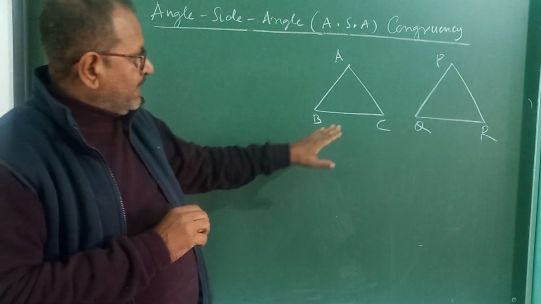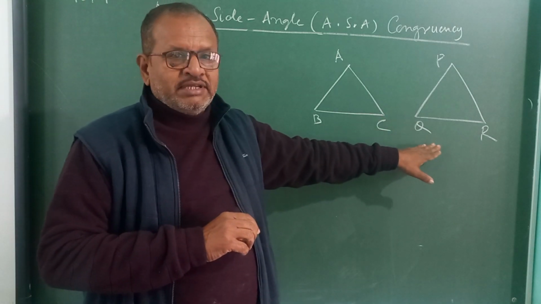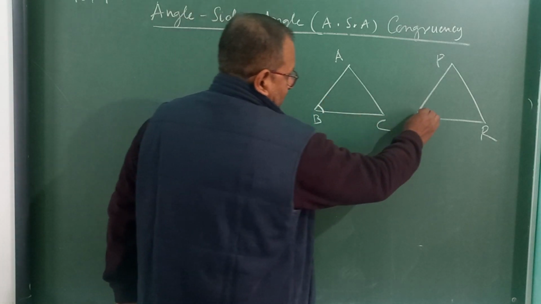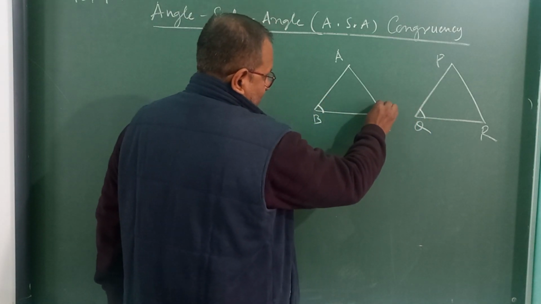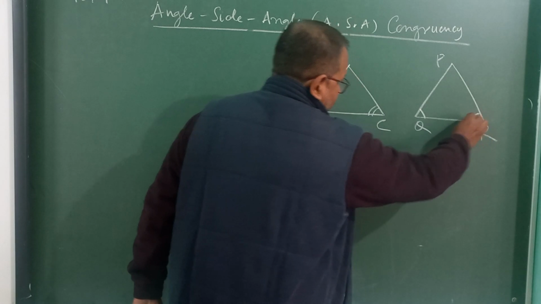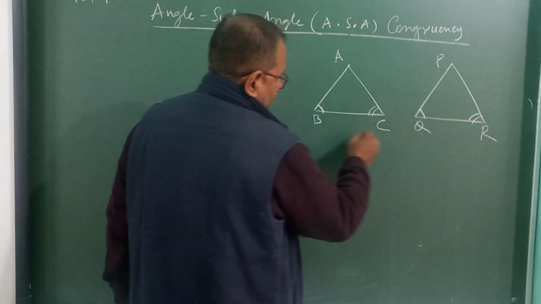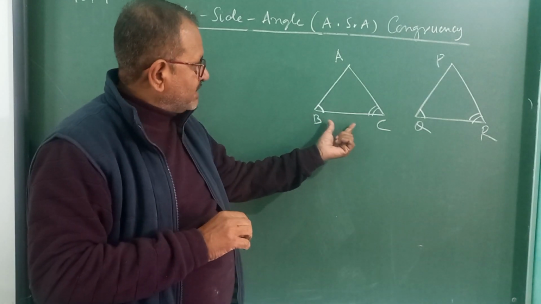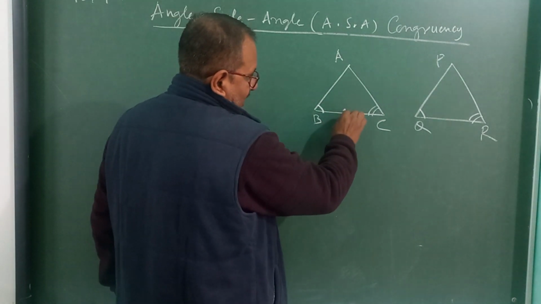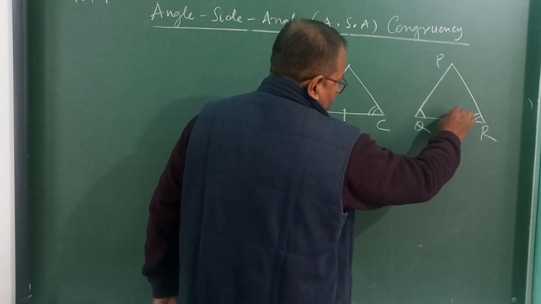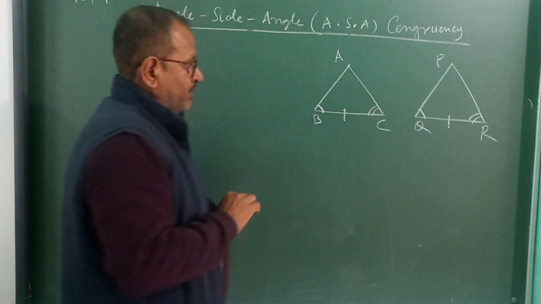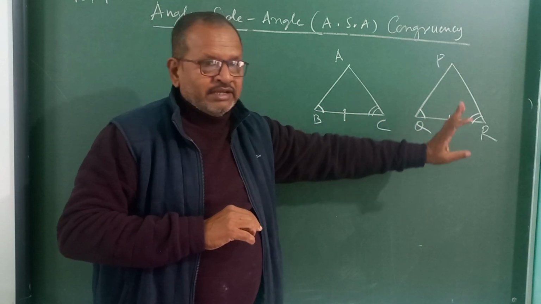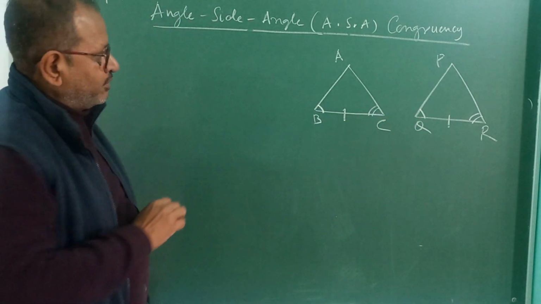For example, if we take two triangles ABC and PQR, and suppose angle B is equal to angle Q, angle C is equal to angle R. So two angles are equal and the included side. What is the included side here? The included side is BC in triangle ABC and the included side is QR in triangle PQR. So, angle side angle, these two triangles are congruent.